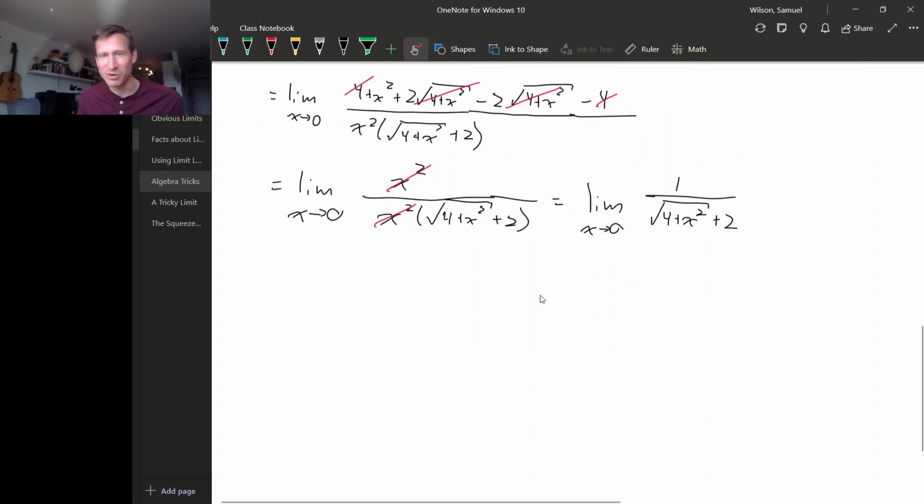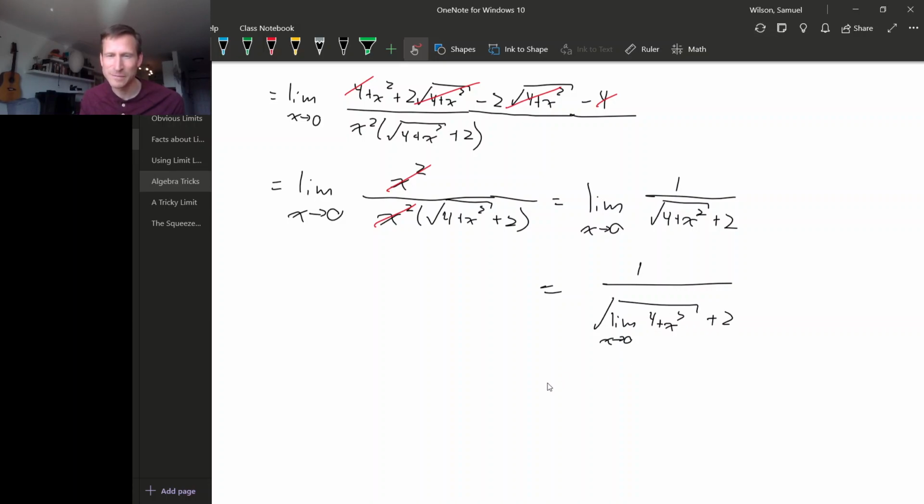So the denominator won't give us a 0. So if we use the limit laws, we get 1 over square root of the limit as x goes to 0 of 4 plus x squared, plus 2. And when we plug in the 0 here, we get square root of 4 plus 2. So this is 1 over 4. Which, if you remember from a previous video, is actually the value that we guessed for this limit before we zoomed in. So it turns out that our initial guess was right.